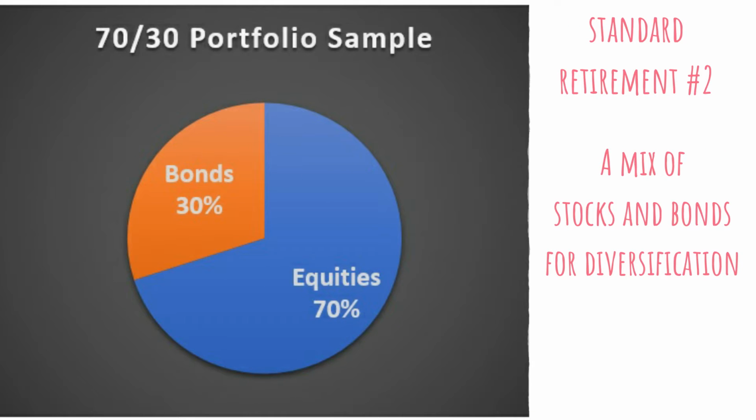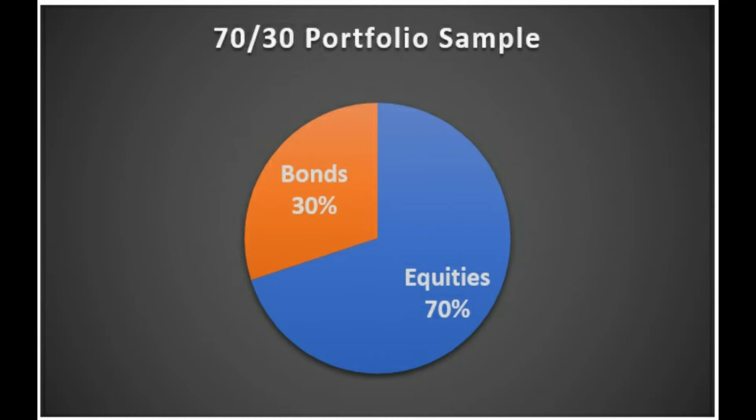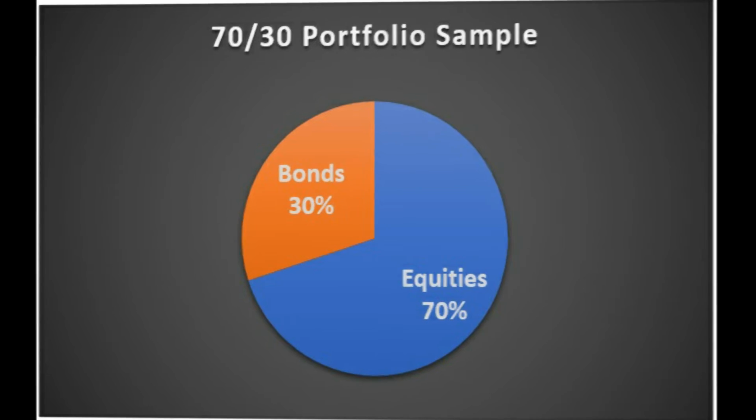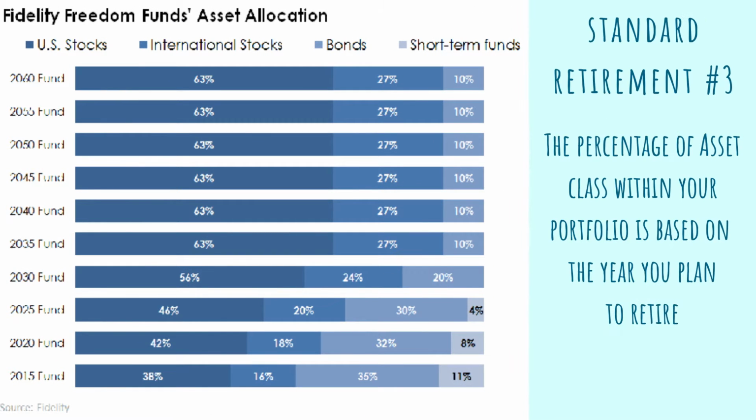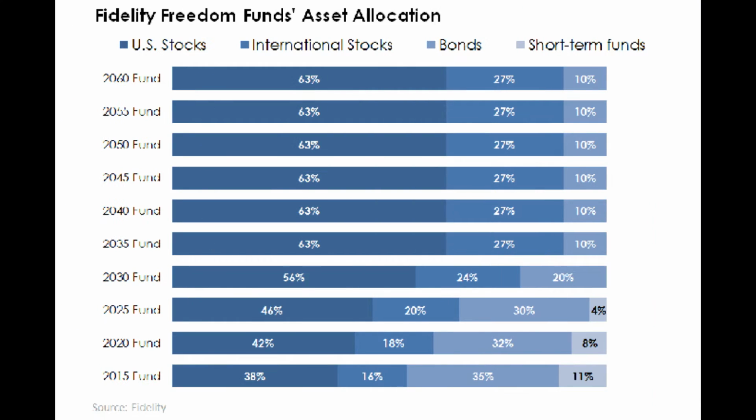The second most typical retirement plan is a 70-30 stock to bond ratio for diversity. The last most typical retirement plan is a mix of stocks and bonds and other asset classes based off of when you plan to retire. The further you are away from retirement, the more stocks you're going to have. The closer you are, the more less volatile asset classes you will have.